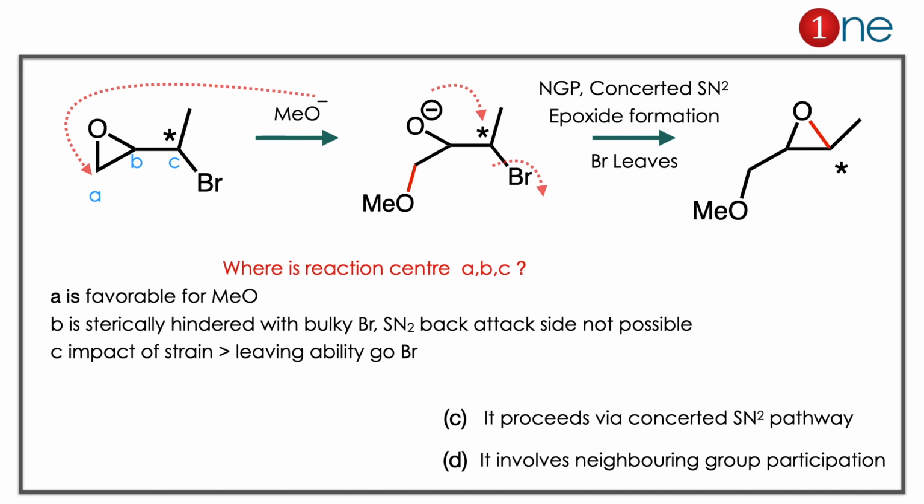Here you have to learn two important things. One is ring strain is more important than leaving group ability. The second thing is if there is a good leaving group, the reaction always ends up with the leaving group leaving, because it's the only pathway for quenching.